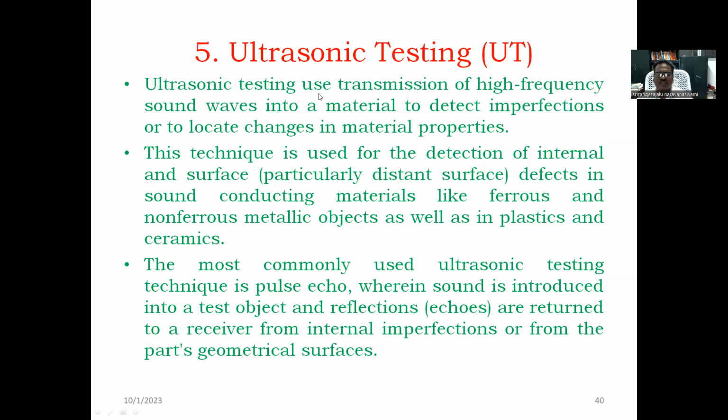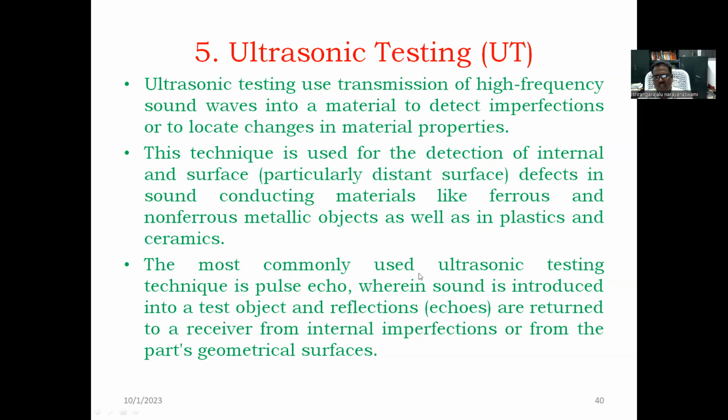So, ultrasonic testing. The fifth one is ultrasonic testing. Ultrasonic testing uses transmission of high frequency sound waves into a material to detect imperfections or to locate changes in material properties. This technique is used for detection of internal and surface, particularly distant surface, defects in sound conducting materials like ferrous and non-ferrous metallic objects, as well as plastics and ceramics. All these materials we can test with the help of ultrasonic testing: ferrous, non-ferrous, plastics and ceramics.